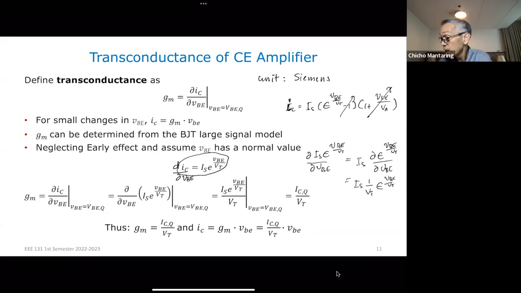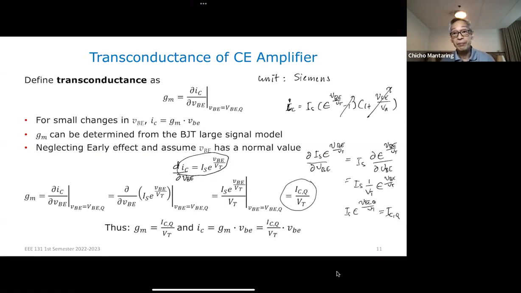No? Because I sub S e to the VBEQ over V sub T is just ICQ. And so I am now left with this. My transconductance is just ICQ over my thermal voltage, V sub T. So G sub M is ICQ over V sub T. IC is G sub M multiplied by VBE, or ICQ over V sub T multiplied by VBE.